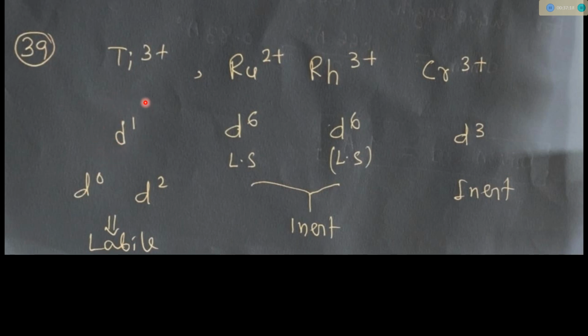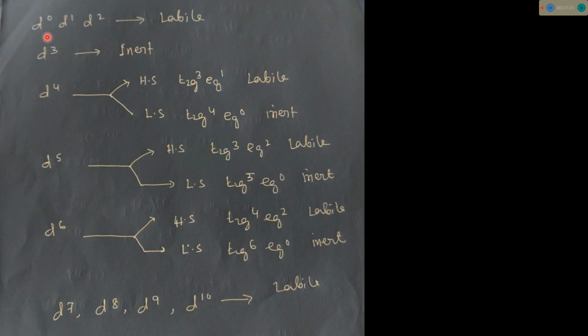So from CFT, we can summarize this like a table. d0, d1 and d2 metal ions are always labile. d3 is always inert. d4, if high spin then it's labile, if low spin then it's inert, because the crystal field splitting energy becomes more in that case, so it's more inert. d4 high spin labile, low spin inert. d5 high spin labile, low spin inert. d6 high spin labile, low spin inert. And d7, d8, d9, d10 are always labile.